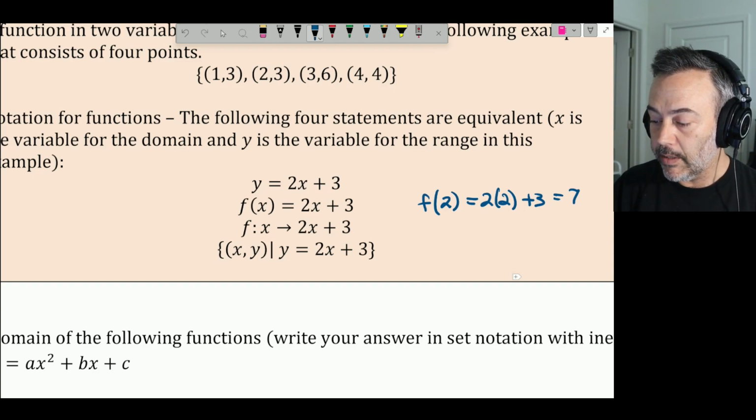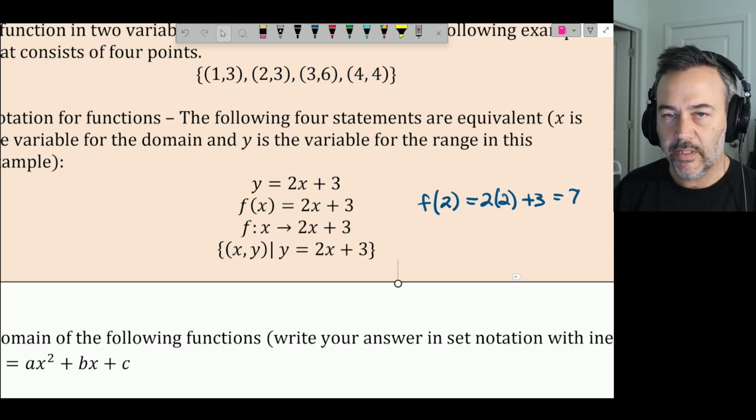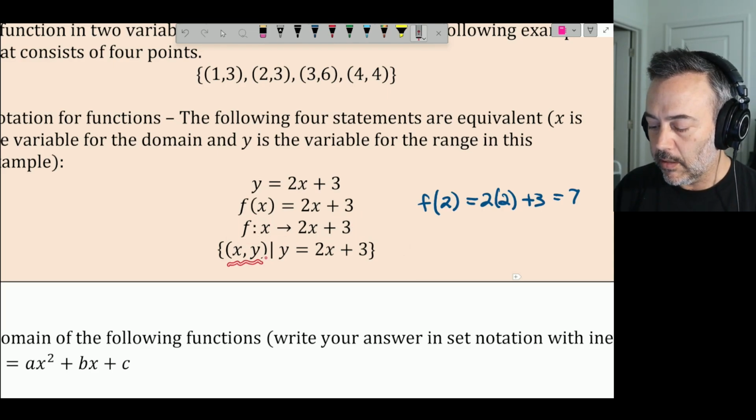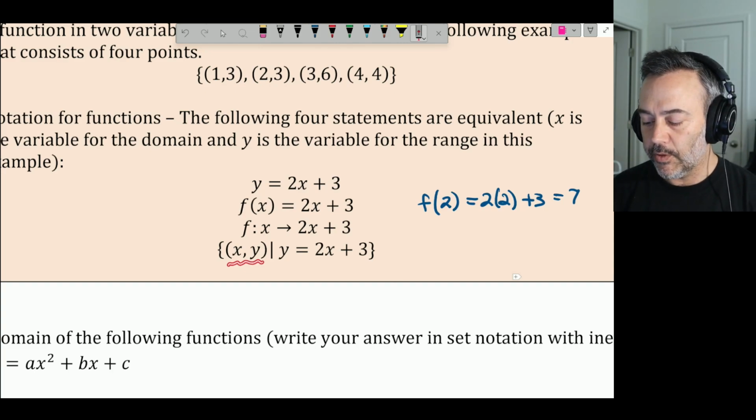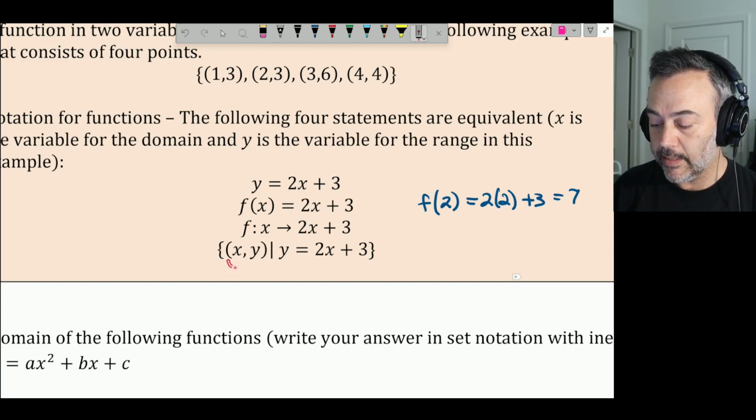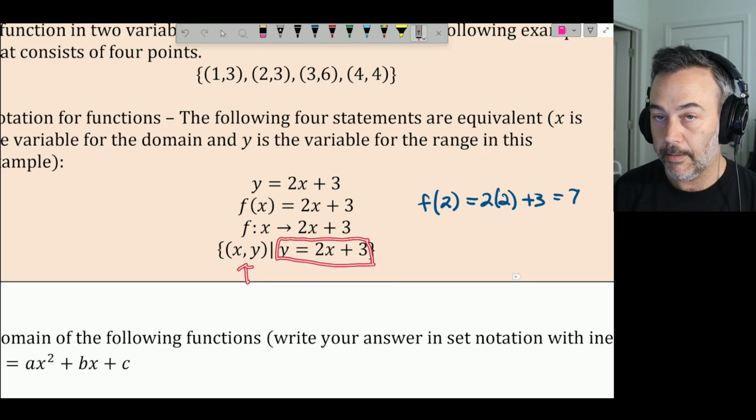There's also a mapping notation. This says that your inputs x turn into 2x plus 3. We'll see that in the future occasionally. You can also describe the function as the set of all ordered pairs such that y equals 2x plus 3. So any ordered pair that satisfies this equation is an ordered pair in the set.